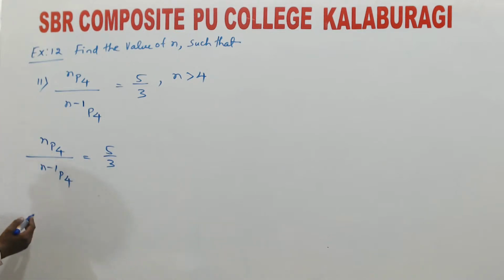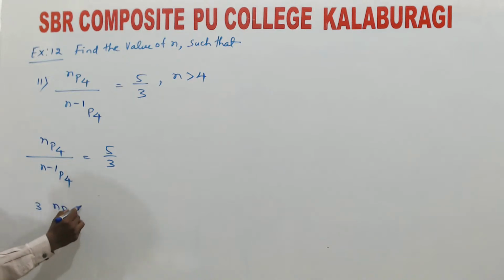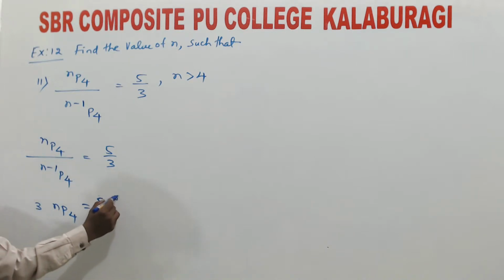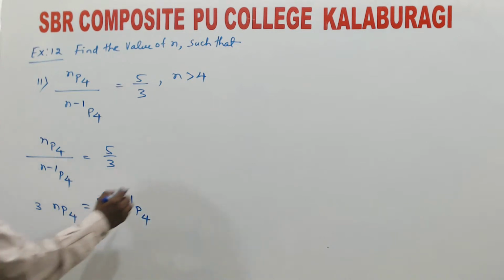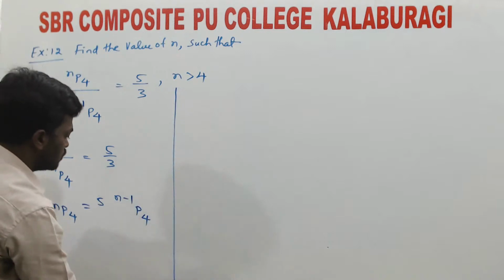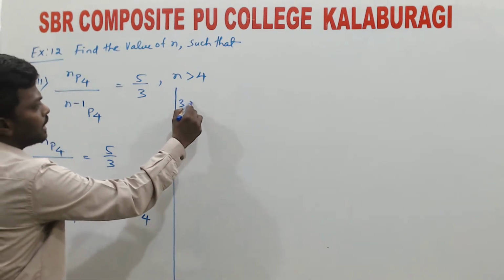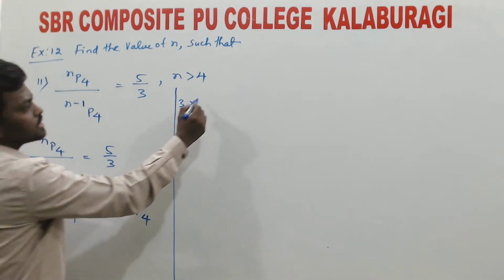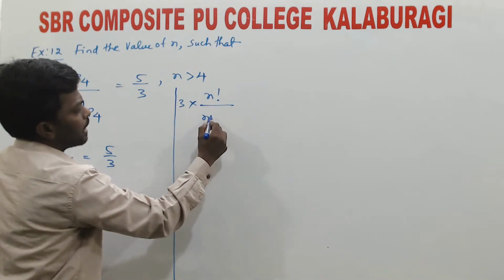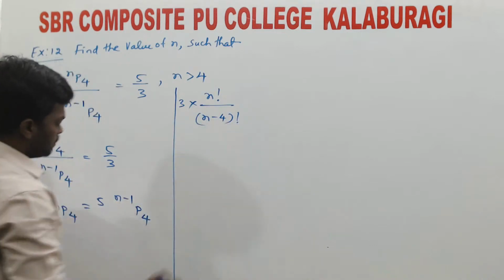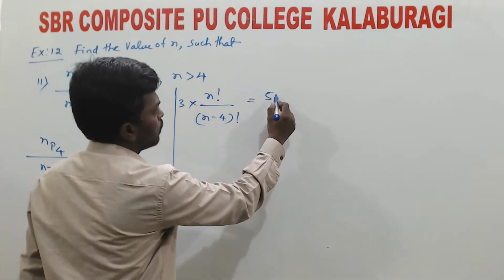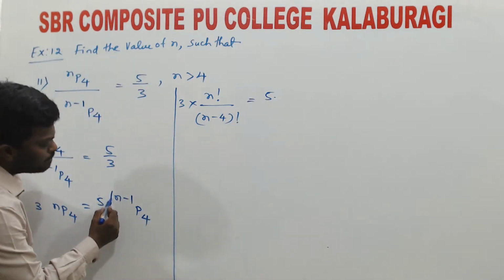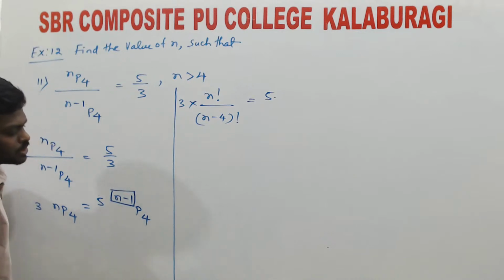Okay, so just cross multiply the things. 3 times nP4 is equal to 5 times (n minus 1)P4. Okay, so now apply the formula. So what is the formula? 3 into nP4 is n factorial by (n minus 4) factorial. Yes, students. Which is equal to 5 into, in place of n we have n minus 1.